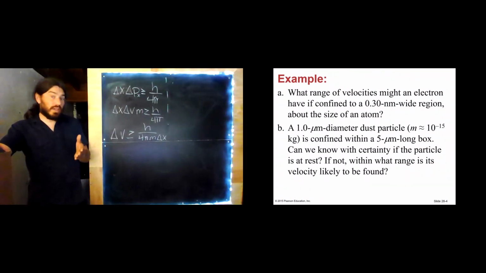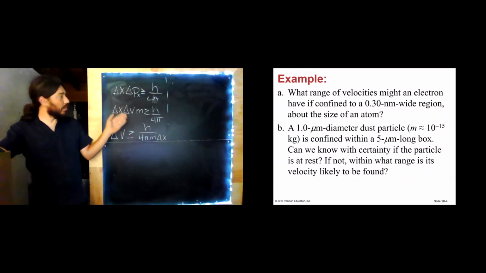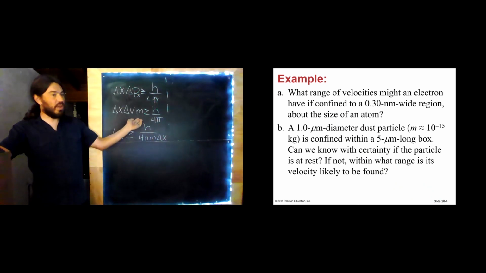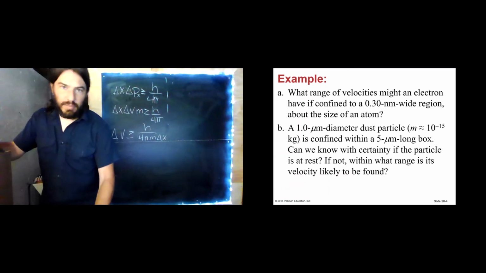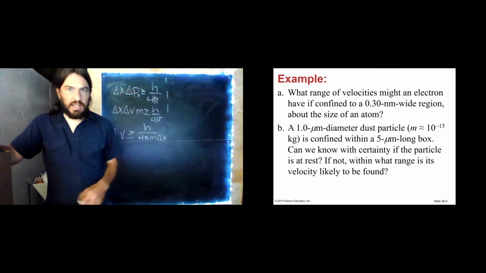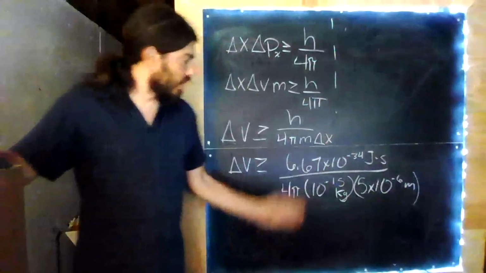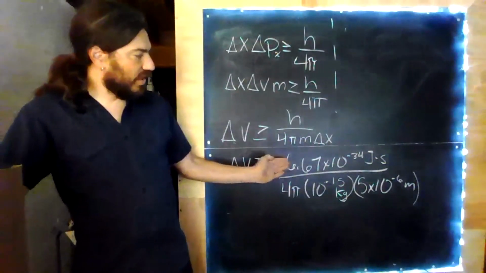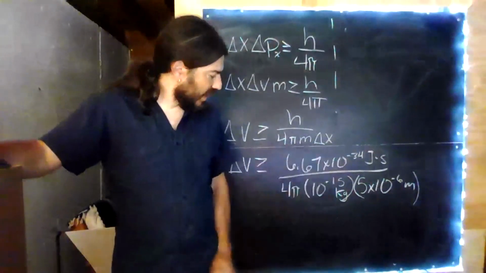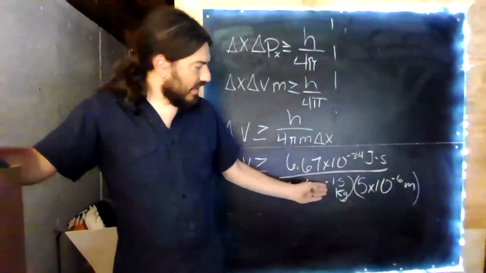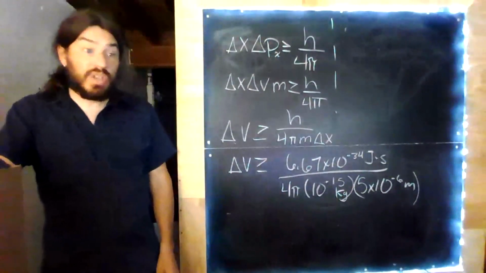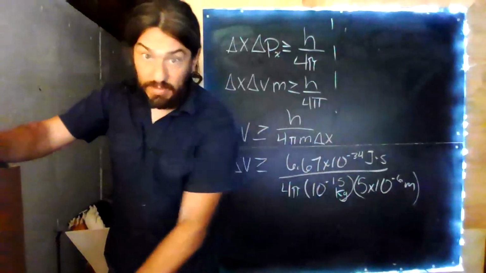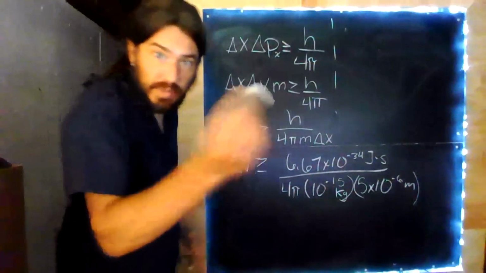Let's check it out. So for our dust particle, we're still going to use Heisenberg's uncertainty principle. Again, we know the mass pretty well, and we're interested in the range of velocities. So we've done our algebra to find our velocity, and now we can just plug in our numbers. It's basically the same idea, but with some slightly different numbers. So here I've plugged in my numbers. Again, h, 6.67 times 10 to the negative 34th joule seconds, divided by 4 pi. The mass is 10 to the negative 15th kilograms, and this is the size of my box. So when I do my math here, what do I end up getting? Well, I end up getting 1 times 10 to the negative 14th.